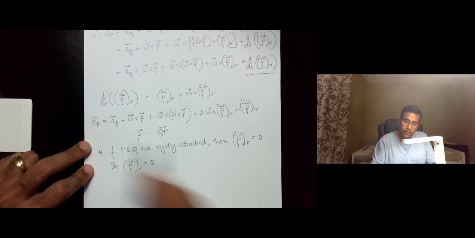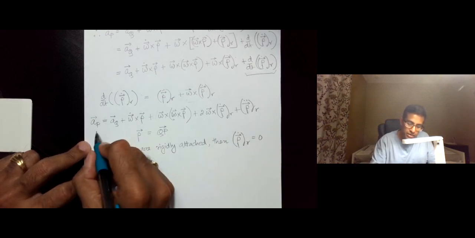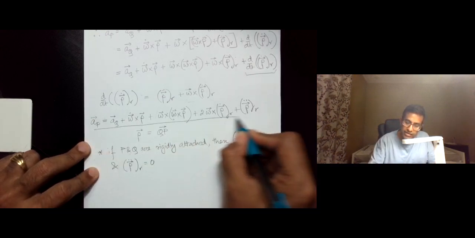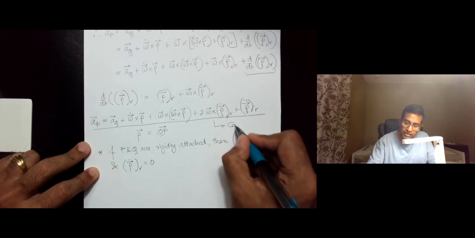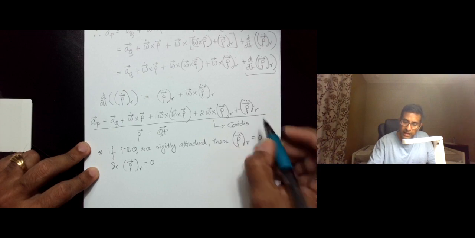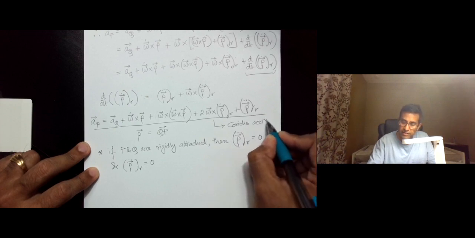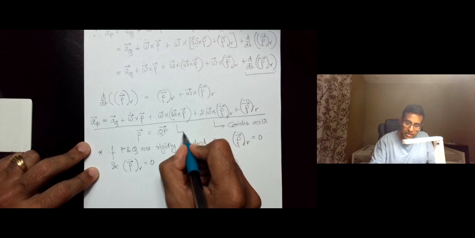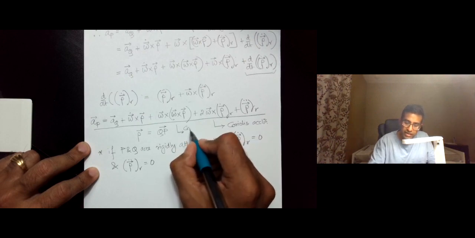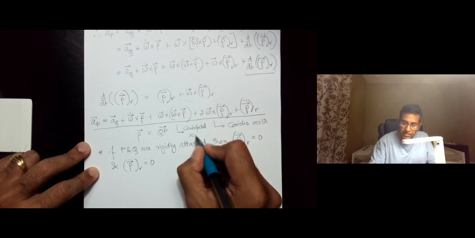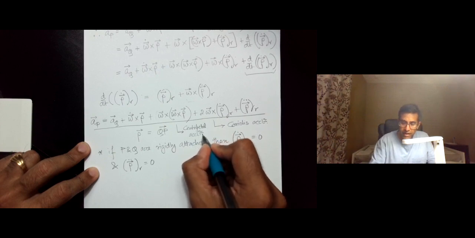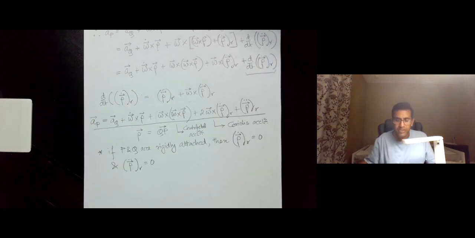Okay, now going back to this original acceleration expression, we note that this term is often referred to as a Coriolis acceleration. This term is often referred to as centripetal acceleration, and usually this term gives rise to a tangential acceleration.